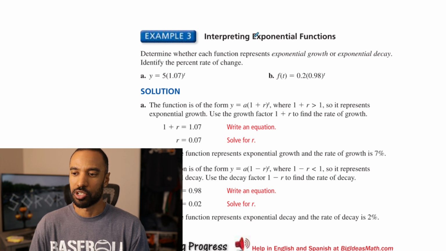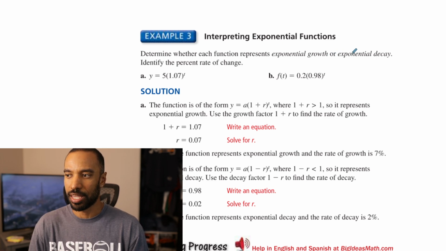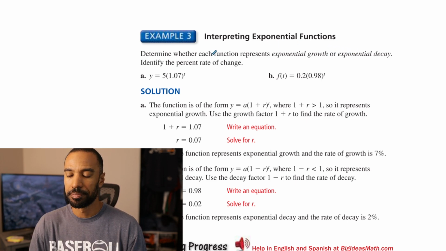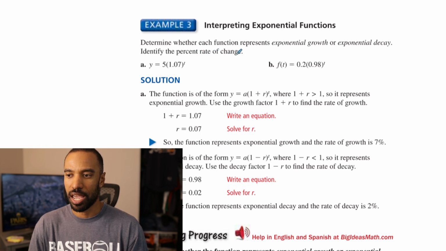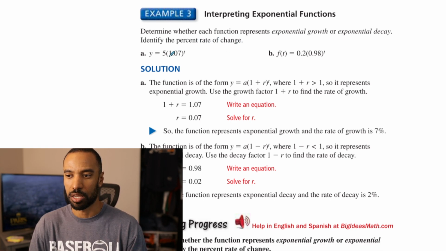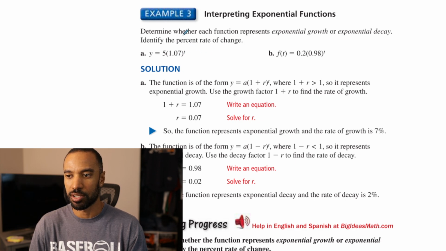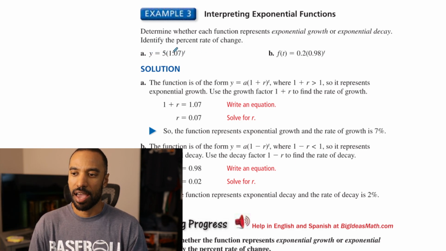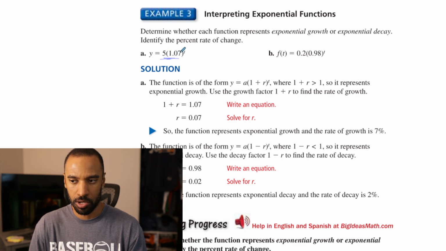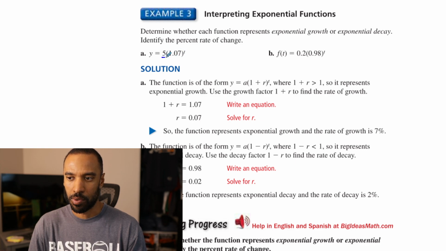Interpreting exponential functions. Determine whether each function represents growth or decay, this time by the equation, not the table. Identify the percent rate of change. Okay, so this is perfect. Back to what I was just talking about. This time we have the decimal, though, which makes it easier. y equals 5 times 1.07 to the t power. Keep in mind, by order of operations, guys, you will not multiply these two numbers before raising to the t. We do this first, and then we take care of the times 5.